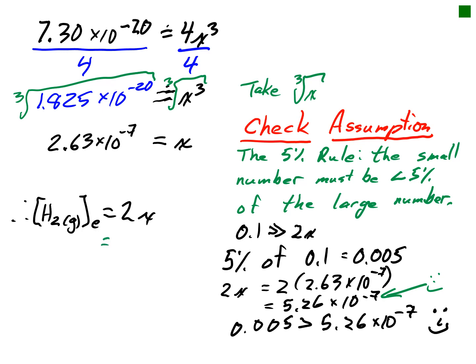So that means 2 times 2.63 times 10 to the negative 7, which equals 5.26 times 10 to the negative 7 moles per liter. And since the question only asked me to work out the concentration of the hydrogen gas, that's it. That's done. We've got everything done.